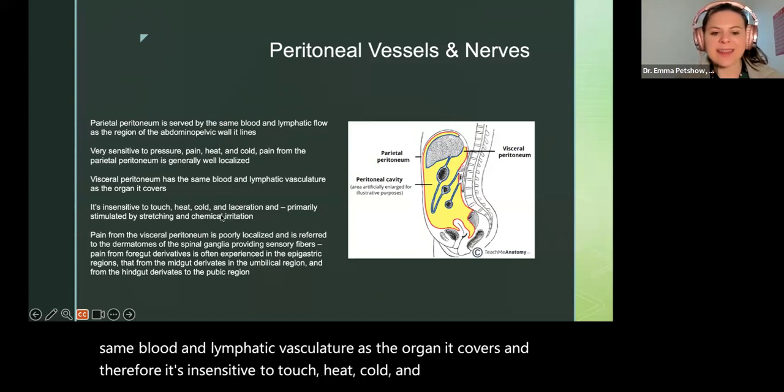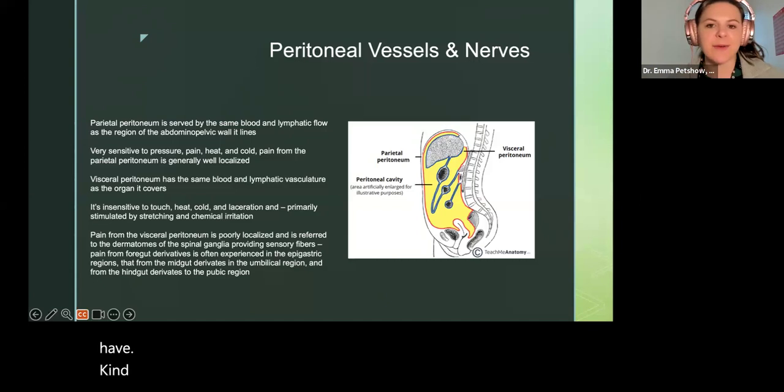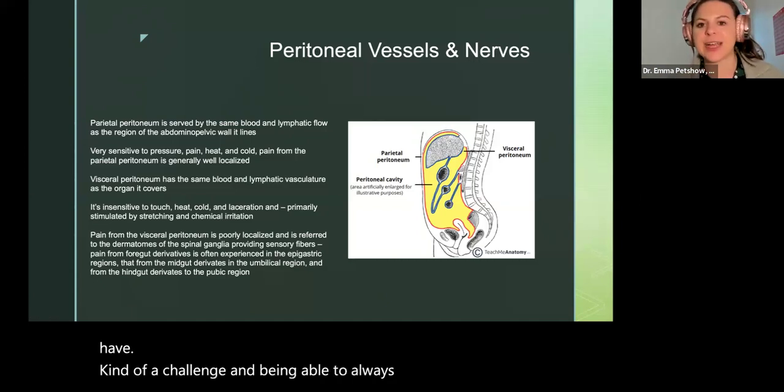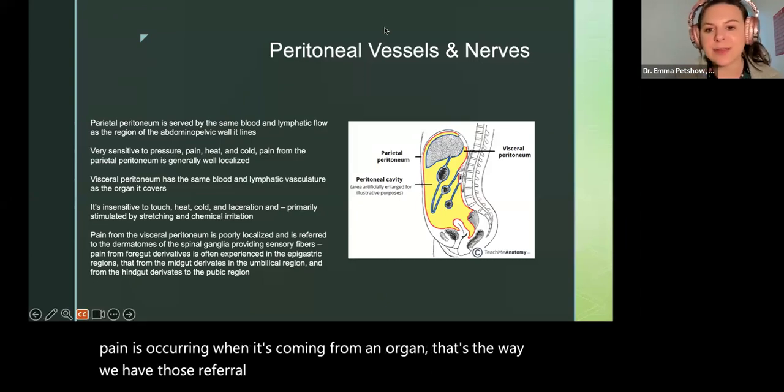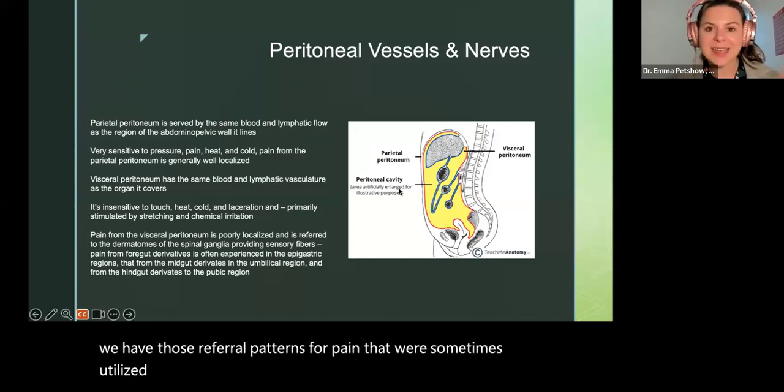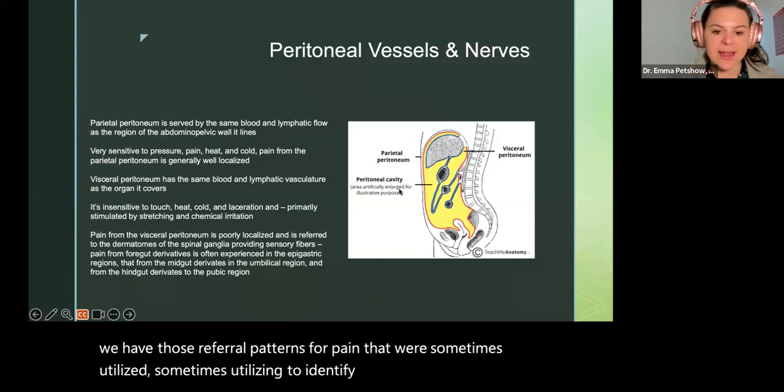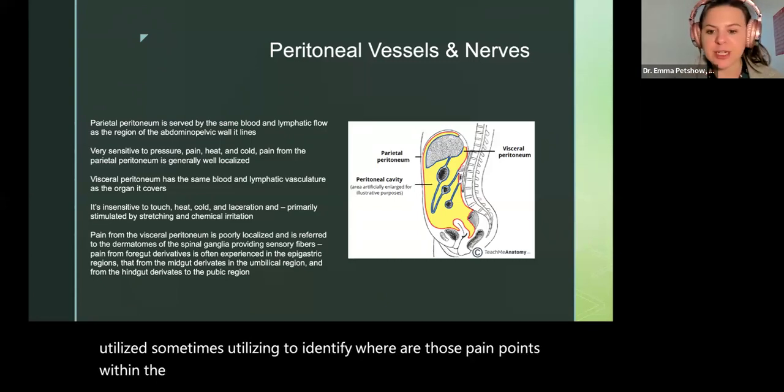So we have a challenge in always being able to identify where the pain is occurring when it's coming from an organ. That's why we have those referral patterns for pain that we're sometimes utilizing to identify where those pain points are within the body, within the abdominal region.